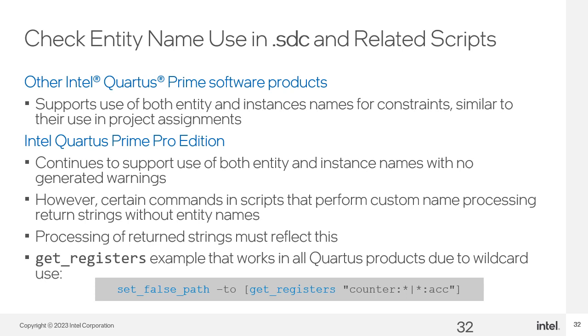The getRegisters example shown here is an example of a command that returns names from the timing netlist, specifically the names of registers in the design. The timing exception will be applied to any register named ACK in the counter entity. In this case, there is no issue due to the wildcard characters. As mentioned, the Pro Edition still understands entities and they can be used in SDC commands.